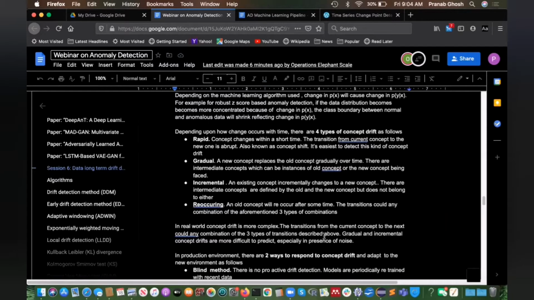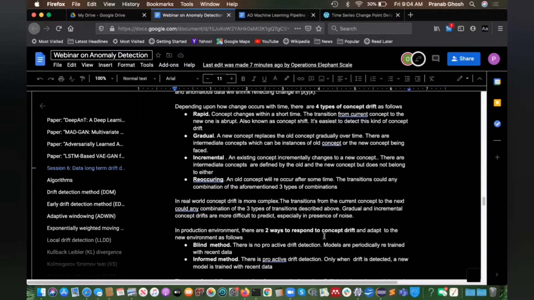Now, as far as how the transition happens when there is a drift, there can be various scenarios. One is that the change happens very rapidly within a short time. These kinds of drifts are easiest to detect. The second kind is gradual. The change happens over a period of time. What happens is it alternates between the old concept and the new concept, and eventually it settles down on the new concept or the new distribution.